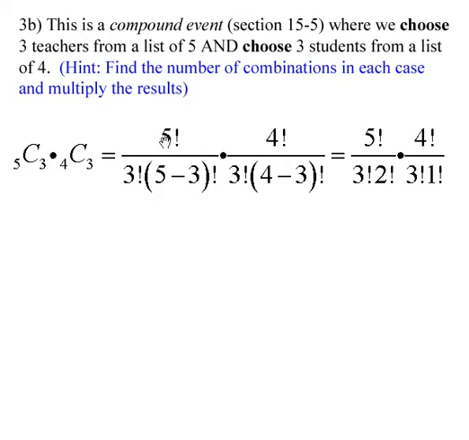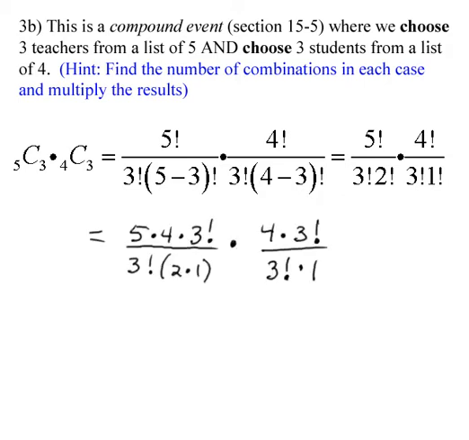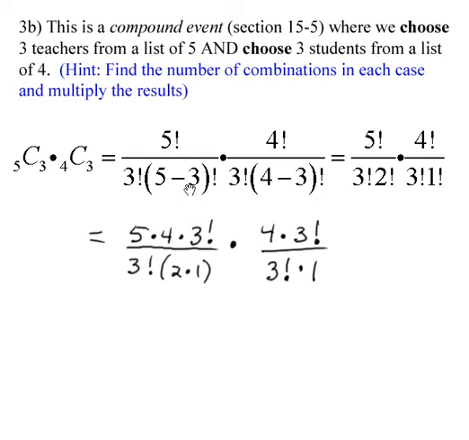So 5 choose 3 is 5 factorial divided by 3 factorial times (5 minus 3) factorial. 4 choose 3 is 4 factorial over 3 factorial times (4 minus 3) factorial. Let's simplify that. 5 minus 3 factorial is 2 factorial. 4 minus 3 factorial is 1 factorial. Let's continue to simplify. This 5 factorial, I'm going to stop at 3 factorial because there's a 3 factorial in the denominator. So 5 times 4 times 3 factorial.